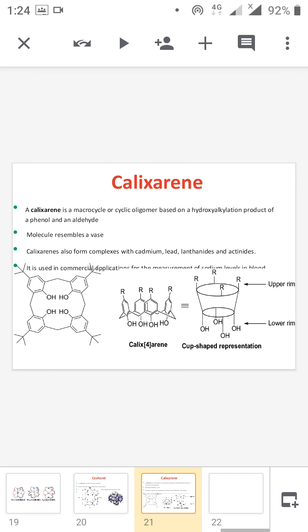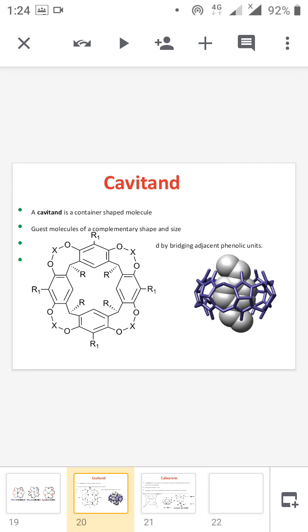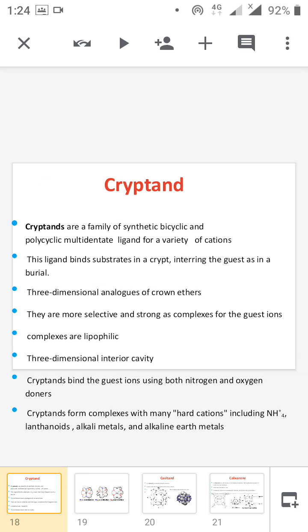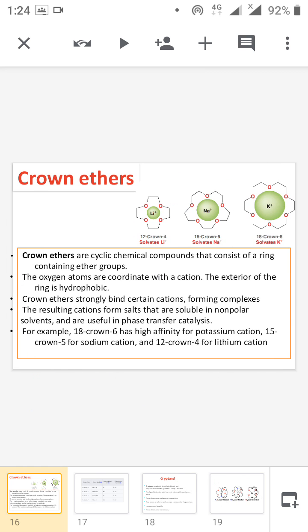And the calixarene has a vase-like structure. Cavitand has a container-like structure, and the cryptand has a burial-like, that is crypt-like, structure for the substrate, and crown ether is just like a crown-like structure. Thank you.